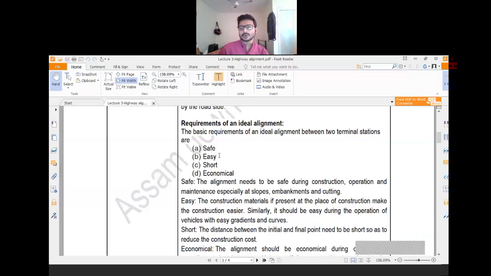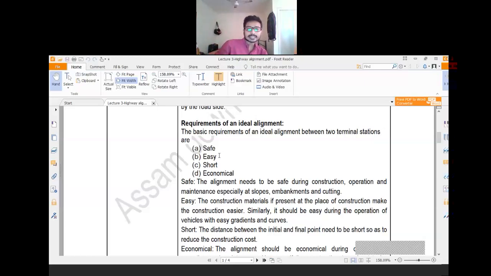Then the next one is easy. Easy means the construction materials are present at the place of construction. In that case, it will be very easy for the construction. Similarly, it should be easy for the operation of vehicles, with easy gradients and curvature. Suppose you need to construct a road in hilly areas. Now, if the gradient is higher, gradient means how much elevation the vehicles have to cover.